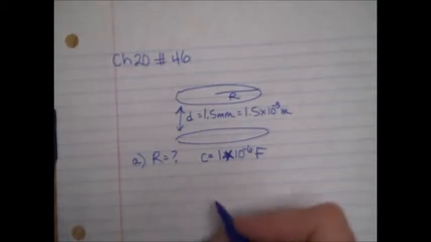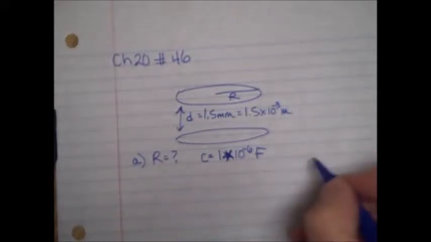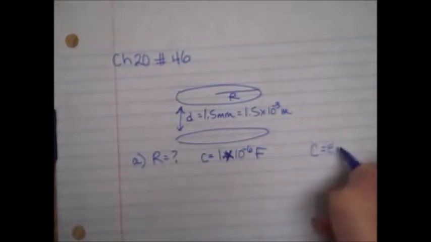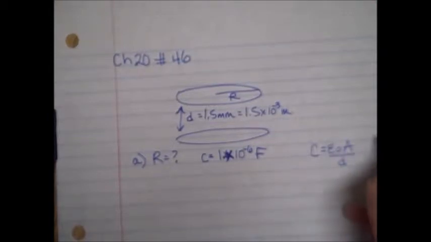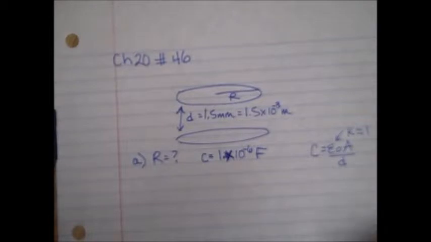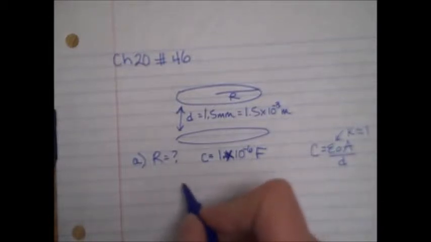Okay, here we're starting the chapter 20 and 21 homework with chapter 20, number 46. Here we've got a parallel plate capacitor made of two circular plates, and we're first asked to find the radius if the overall capacitance is 1 times 10 to the minus 6 farads. So I'll be using the equation, the capacitance equals epsilon 0 A divided by D. A lot of times you can put in that K, but for air we're going to approximate this as just 1 for the dielectric of air.